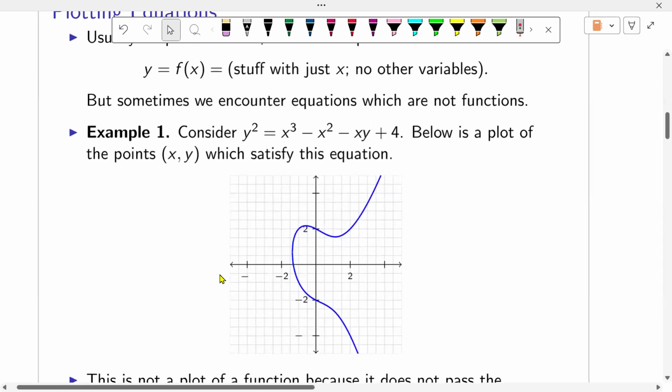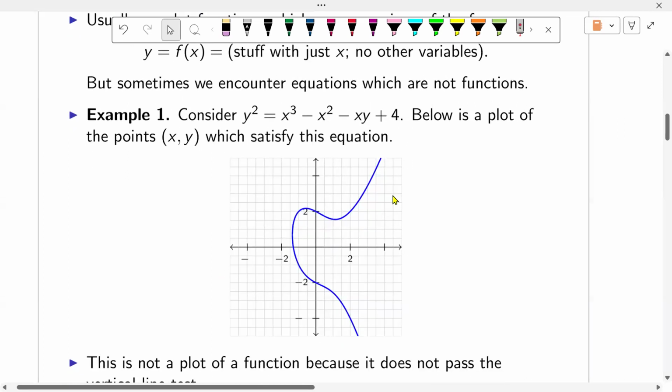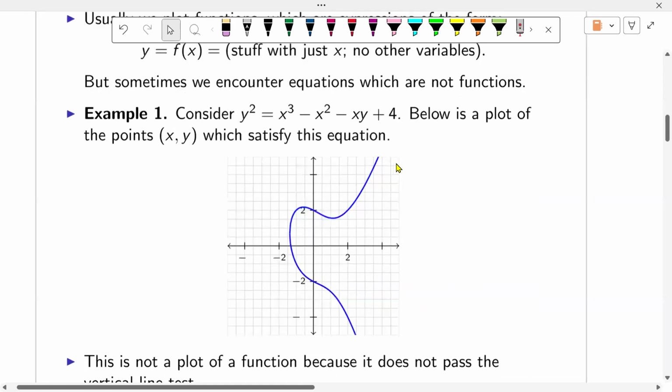So below I have a plot of a curve. Do you see this curve? It's kind of unusual. Does this curve give a function? No, it fails the vertical line test, right? If I draw a vertical line, if it's a function, it should intersect the vertical line at only one point. But here, if I drew a vertical line, sometimes it would intersect at 2 points. So this is not a function.